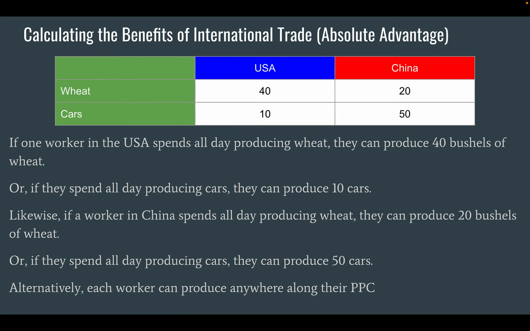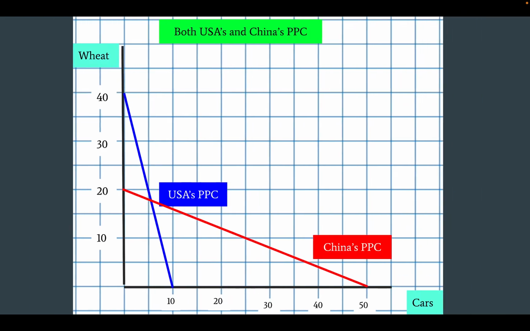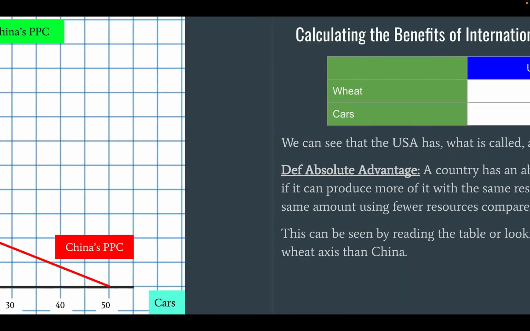So if one worker spends all day producing wheat, they can produce 40 bushels of wheat. Or if they spend all day producing cars, they can produce 10 cars. And likewise, if you do the same for China, it's 20 and it's 50. But they can produce anywhere along their PPC. So the idea is they can produce anywhere along these lines. Let's just assume they like a bit of both and they decide to produce half of everything. They spend half their day producing wheat in both countries and half their day producing cars in both countries.